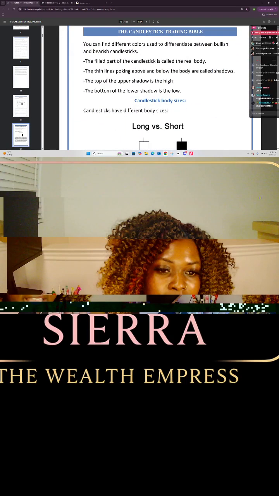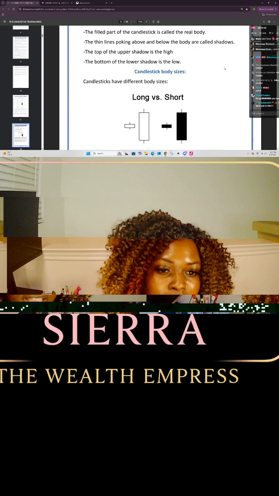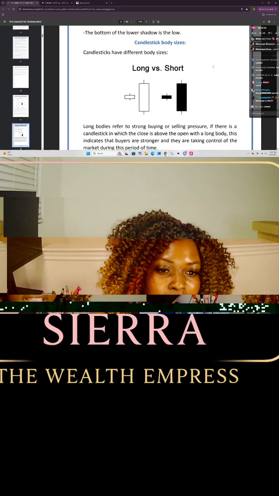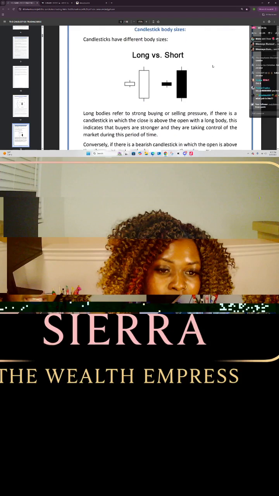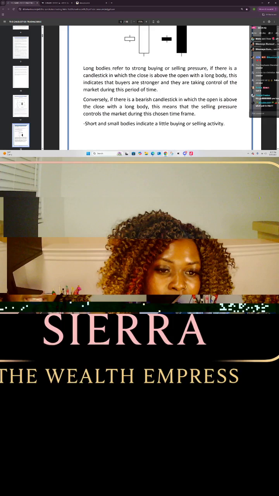All right, so it says the fill part of the candlestick is called the real body. The thin lines poking above and below are called, remember, we're going to replace shadows for wicks. The top of the upper wick is the high. The bottom of the lower wick is the low. Candlesticks have different body sizes, long versus short. Long bodies refer to strong buying or selling pressure.